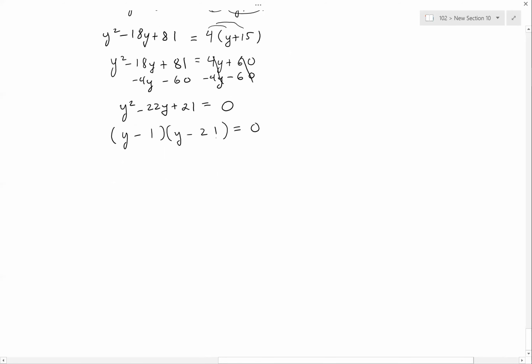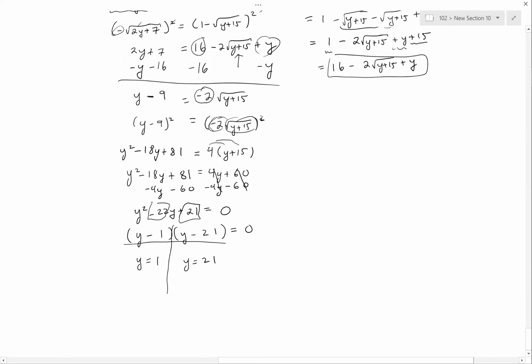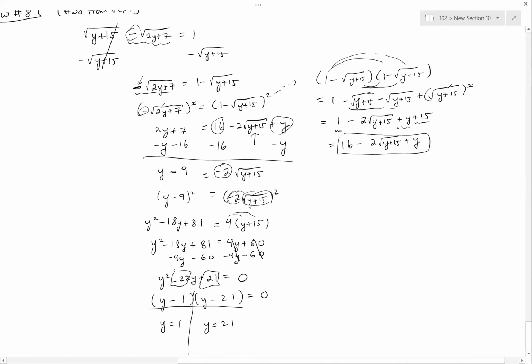So if you factor this, you'll find -1 and -21 are the two numbers that multiply to +21 and add to -22. So if you solve these two, you'll end up with y is equal to 1, y is equal to 21. So you can see in this section, the problems do end up being quite a bit longer.